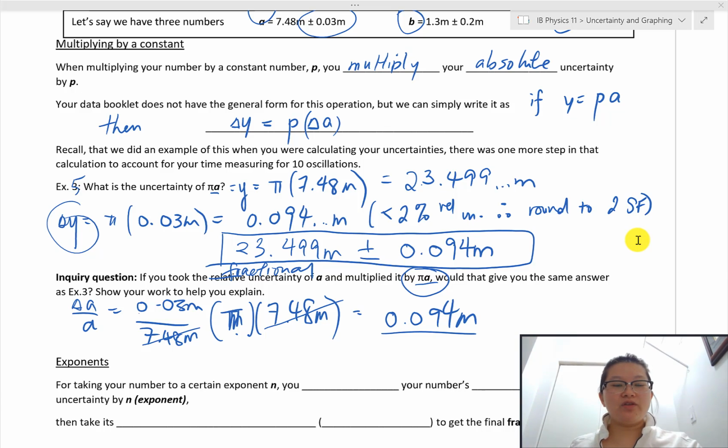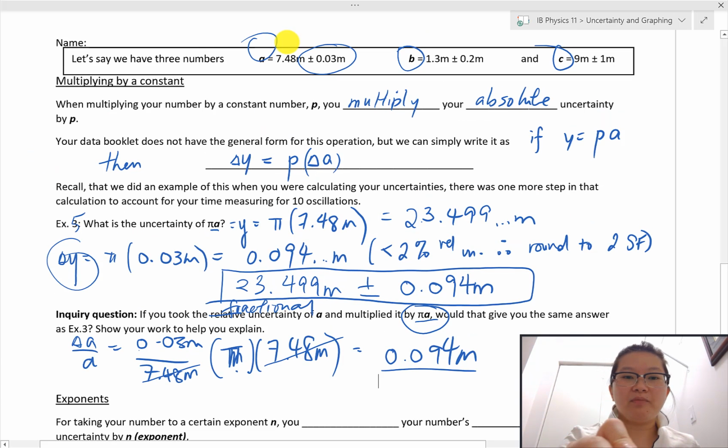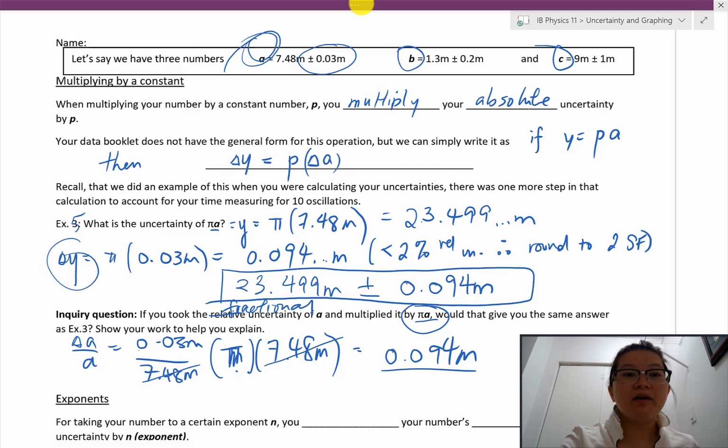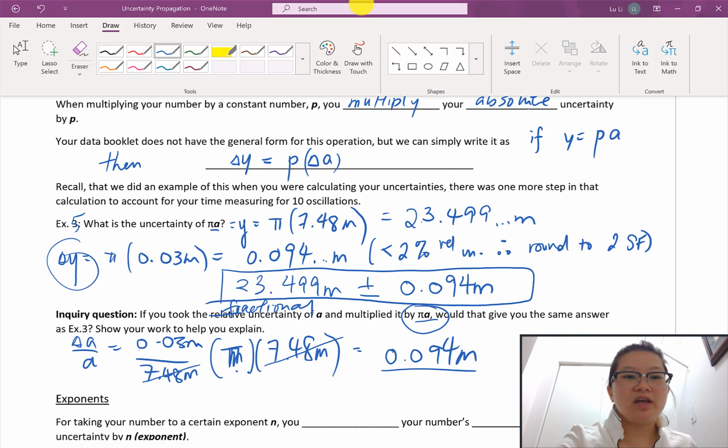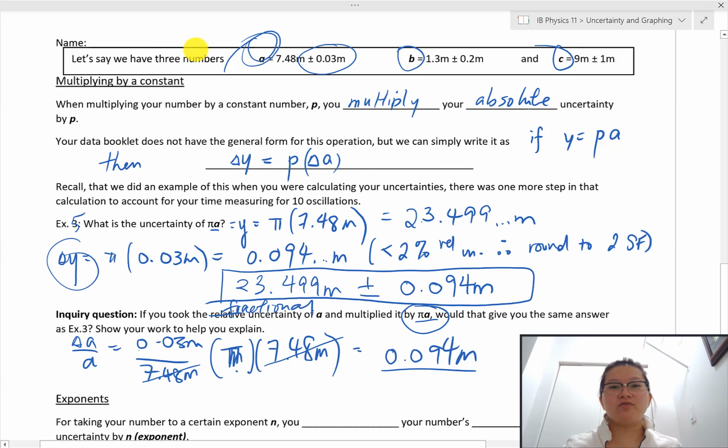Before we start, I just want to point out that the numbers I will use in this video are at the top of the page, so that we have A, B, C up at the top. Also, just to reiterate, I expect you to know what a fractional uncertainty is, what an absolute uncertainty is, and what a relative uncertainty is. I'll be using those terminologies in this video. So let's get started with exponents.